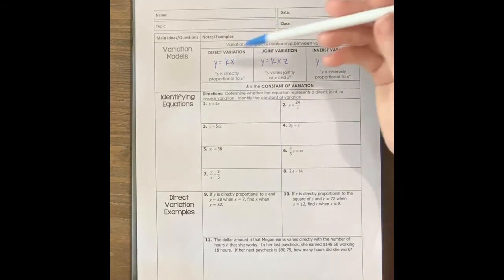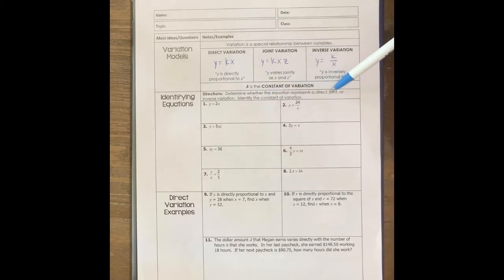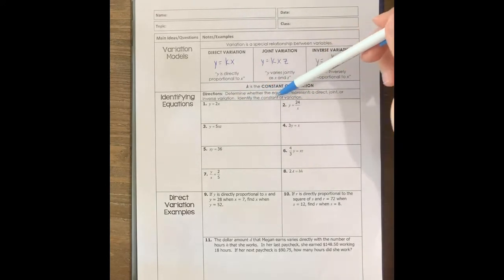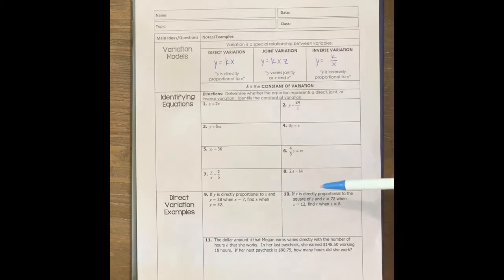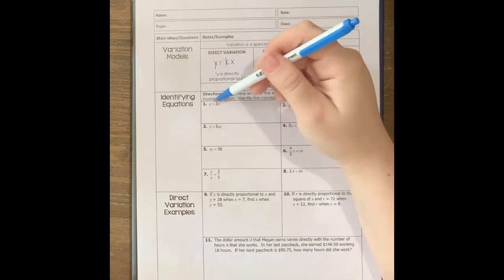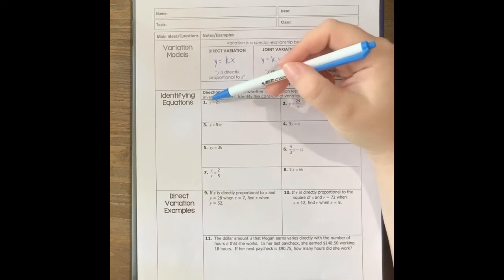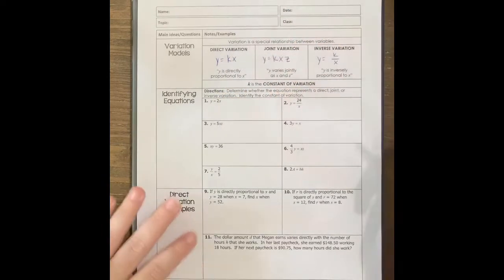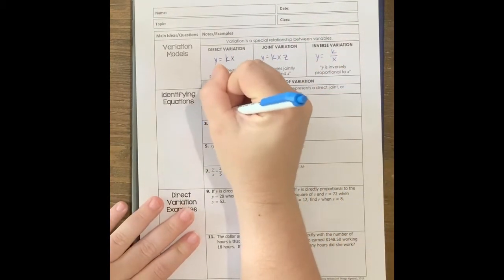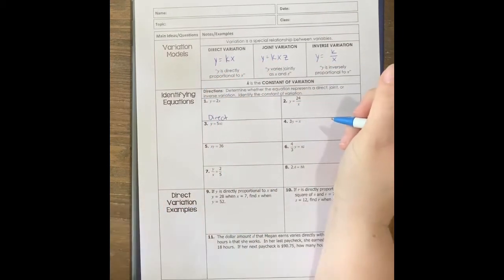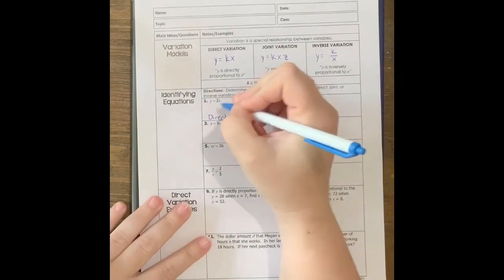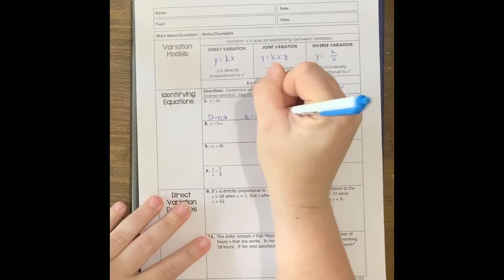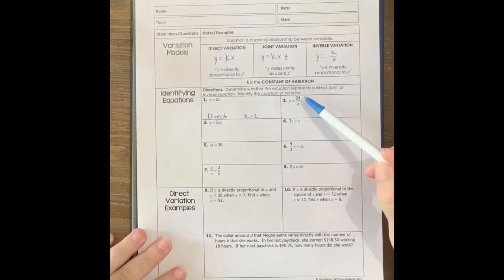variation. So it says, determine whether the equation represents a direct, joint, or inverse variation. Identify the constant of variation. So to determine that, you always need to get it into y equals format first before you can figure out which one it's going to be. So number one, it's already in y equals format. This is y equals 2x, so this is going to be direct variation, so you just say direct. And then the k, our constant of variation, is going to be 2. So k equals 2.